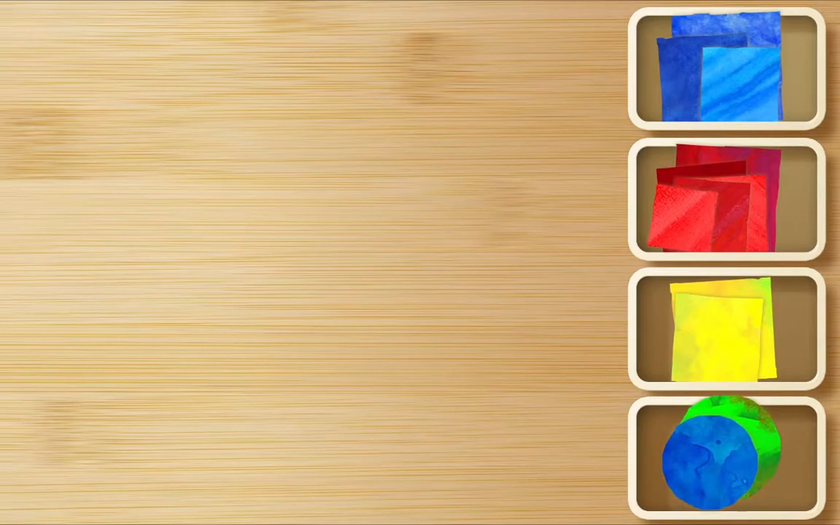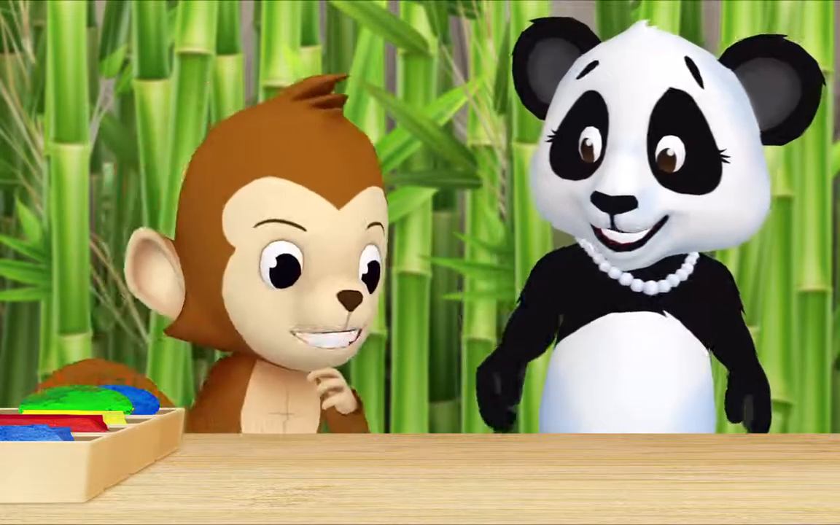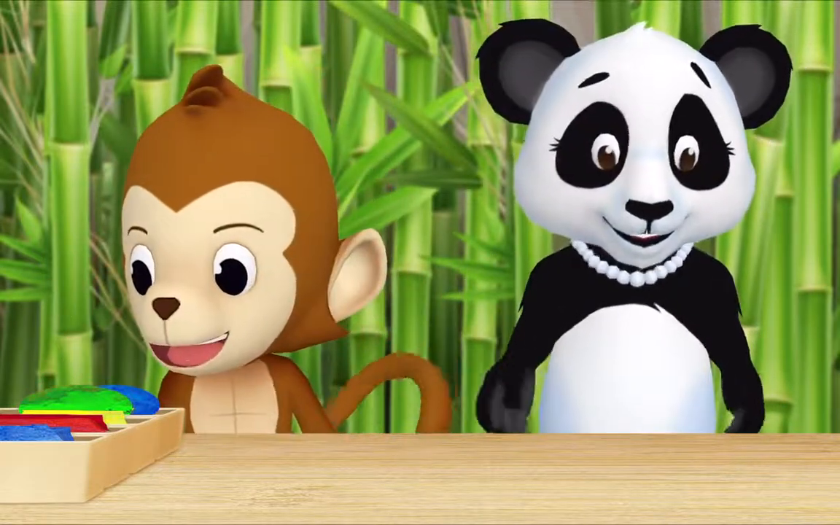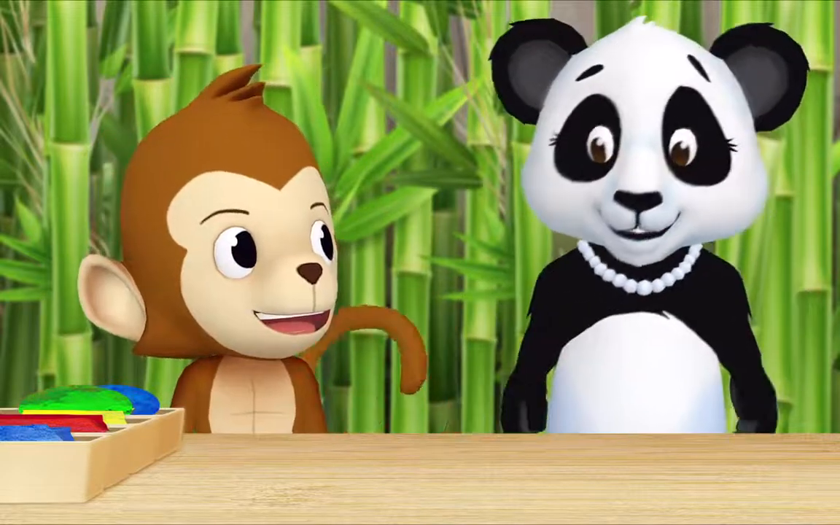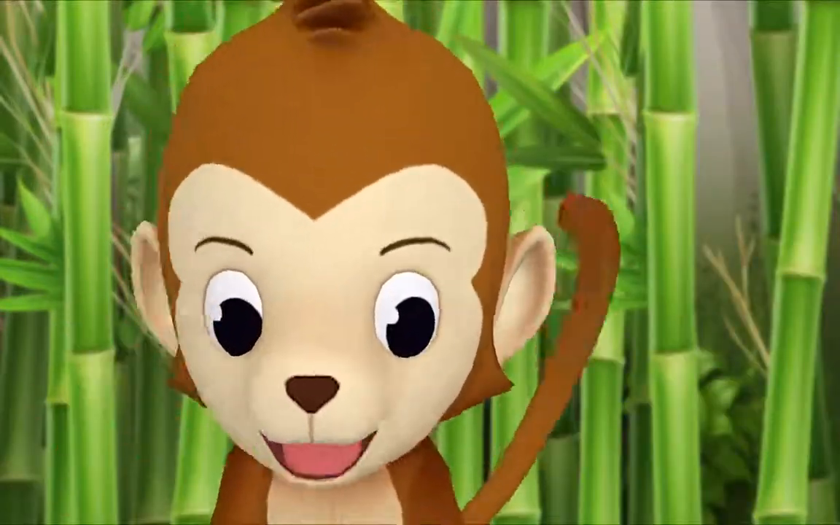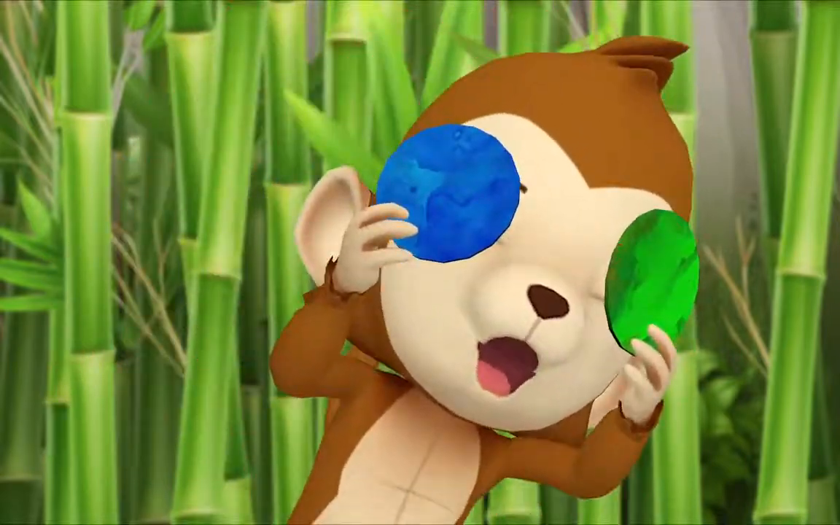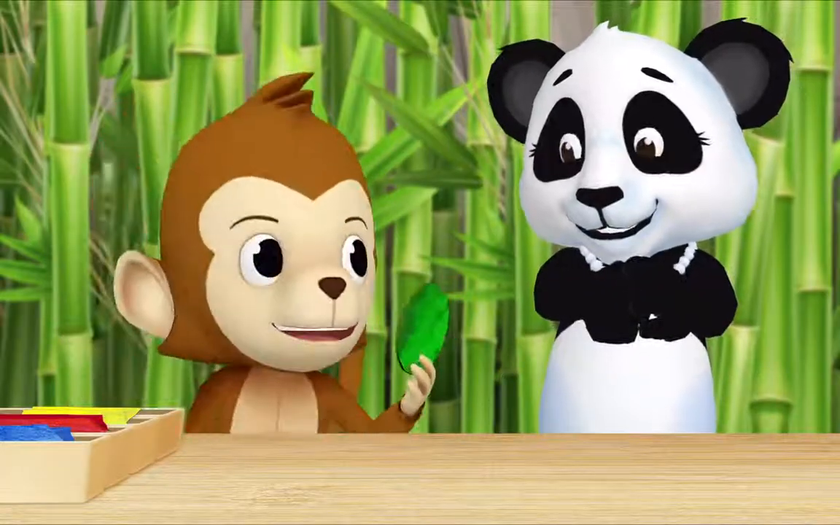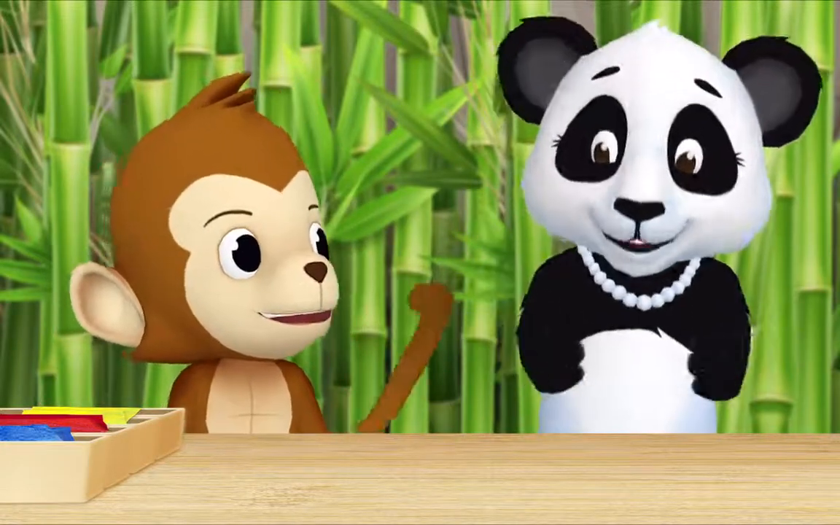We've sorted all the shapes! Thank you so much, Monkey! What are all of these shapes for? Whatever we want! We can use them to make art projects! Ooh, I could use the two circles to make a mask! Look! You certainly could, Monkey! I knew those circles would come in handy!